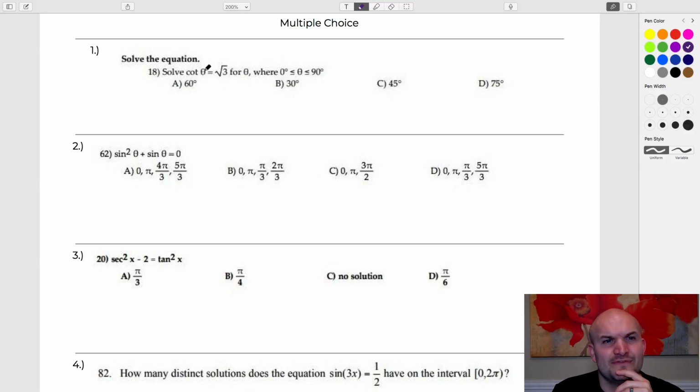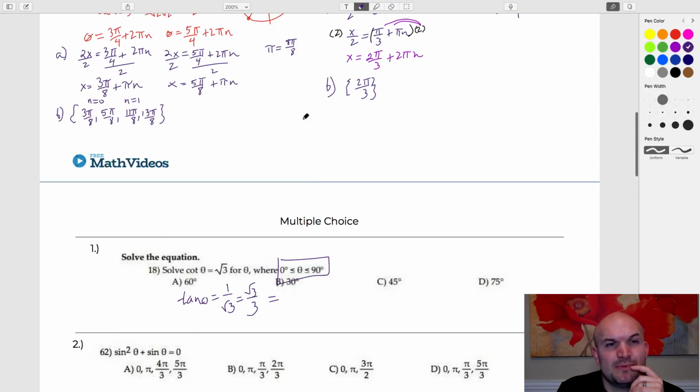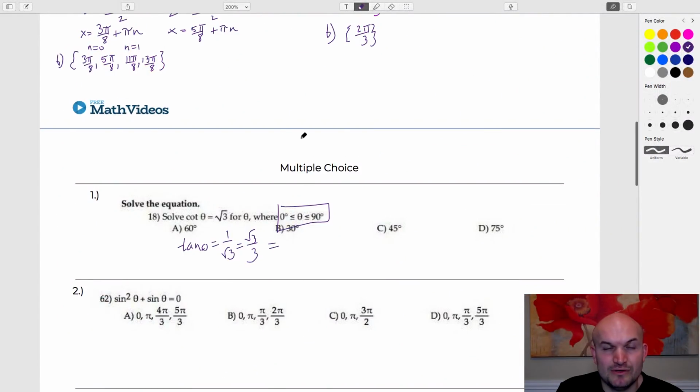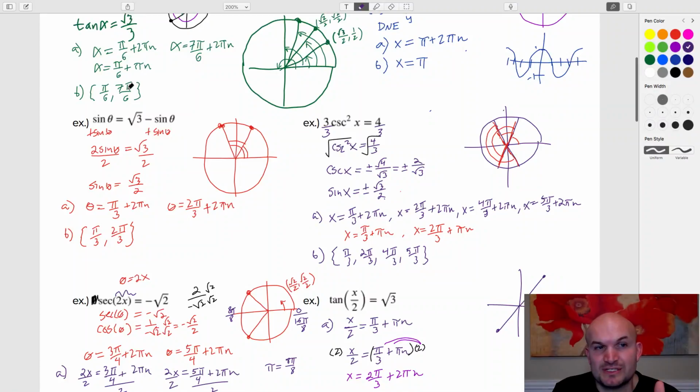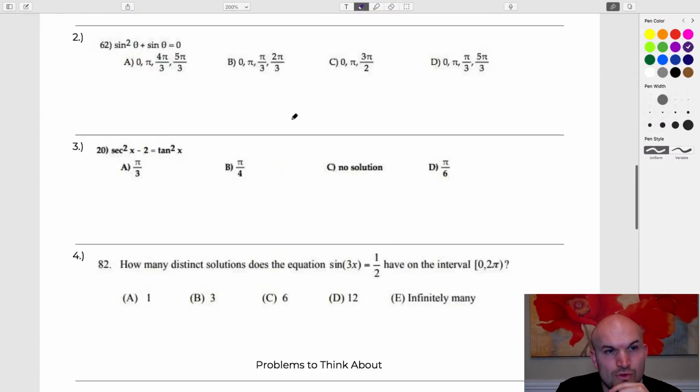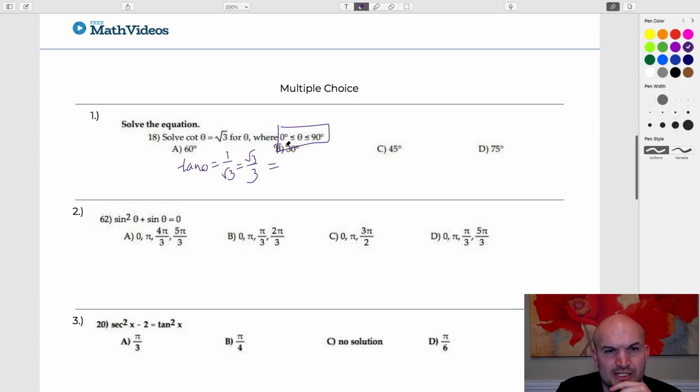Okay, in this example, I have solved for the cotangent of theta equals 1 over 3. So remember, guys, that's the same thing as tangent of theta is 1 over square root of 3, which is square root of 3 over 3. Notice the restriction now is between 0 and 90 degrees. If you guys remember up here, square root of 3 over 3 was pi over 6, right? Well, in between 0 and 2 pi, it was pi over 6 and 7 pi over 6. But the only angle that's between 0 and 90 degrees is pi over 6, which is equivalent to 30 degrees, which is our answer, B.